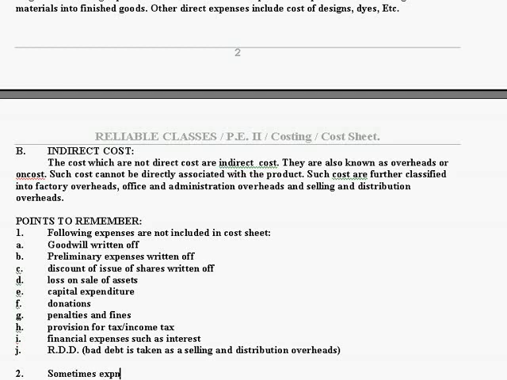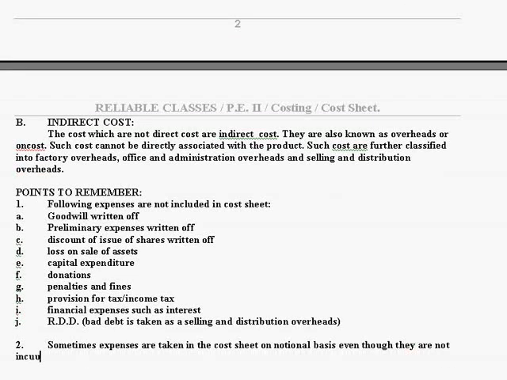Points to remember: 2. Sometimes expenses are taken in the cost sheet on notional basis even though they are not incurred.